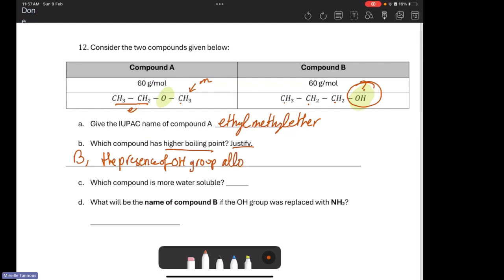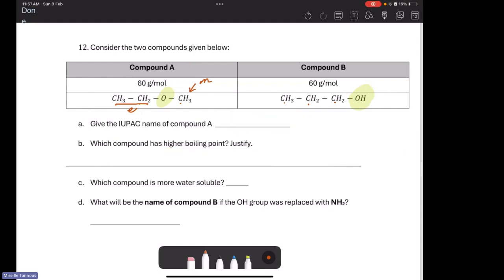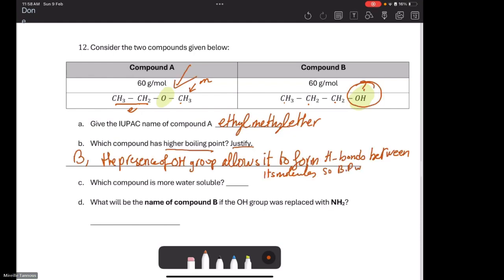OH group allows it to form hydrogen bonds between its molecules and with water. Hydrogen bonds are strong bonds, so we need more energy to boil it. So that's the justification. I don't have OH in compound A. So compound A is polar but it doesn't make hydrogen bonds. It cannot do hydrogen bonds. So the boiling point is high, but not as much as the one of alcohol. Between its molecules, boiling point will be higher.